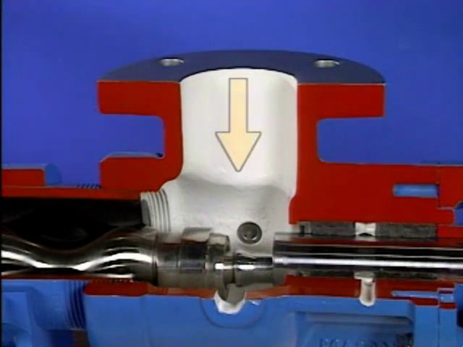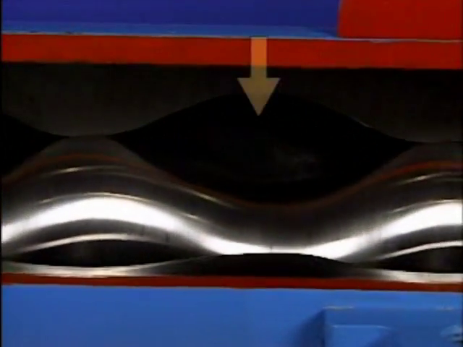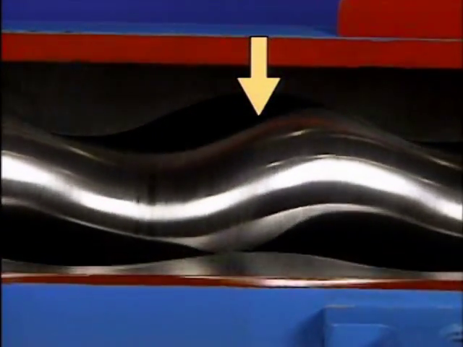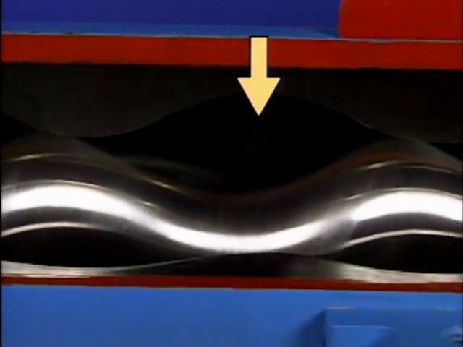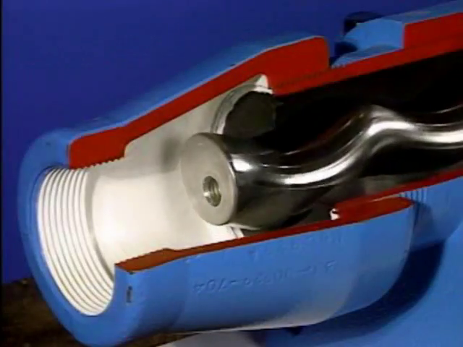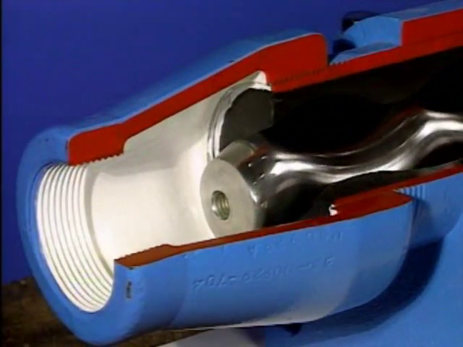As the pump operates, process liquid is drawn into the pump through the suction port. As the screw rotates, cavities form between the casing and the screw. These cavities move or progress toward the discharge of the pump, carrying the process liquid along. When the liquid reaches the discharge, it's forced out of the pump.